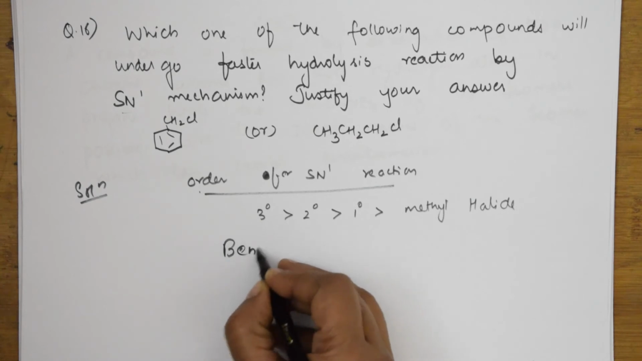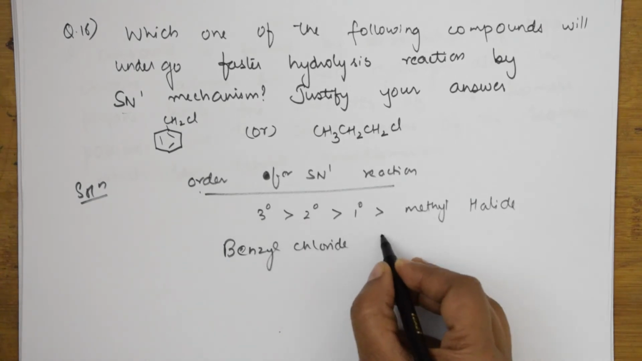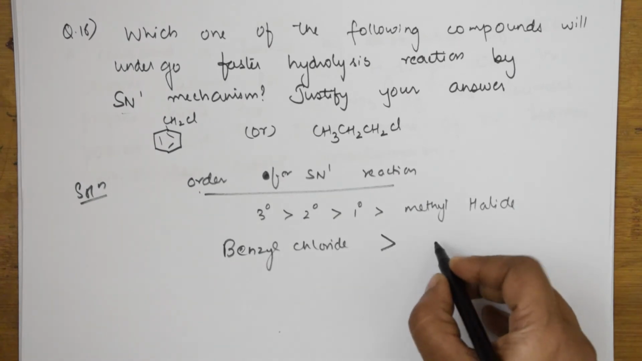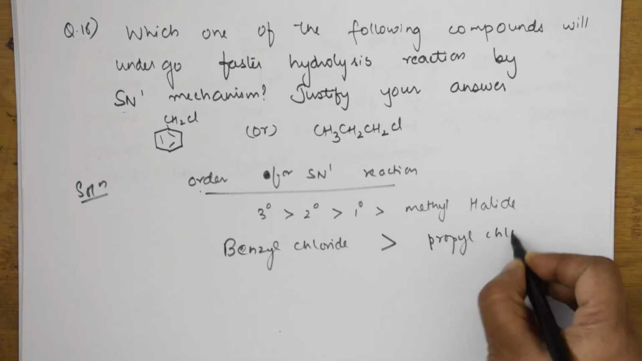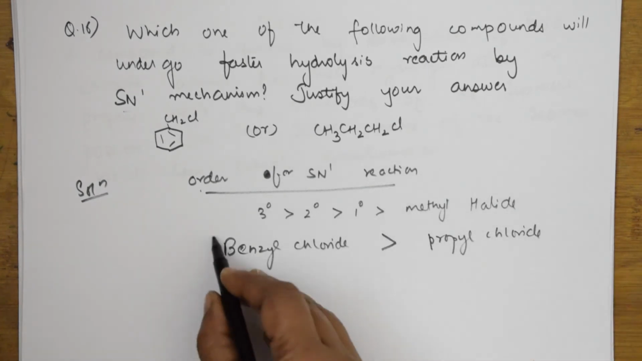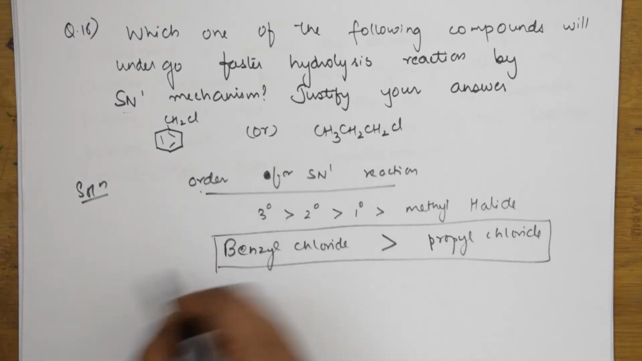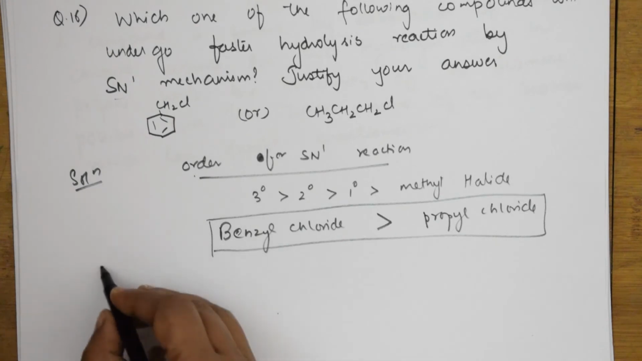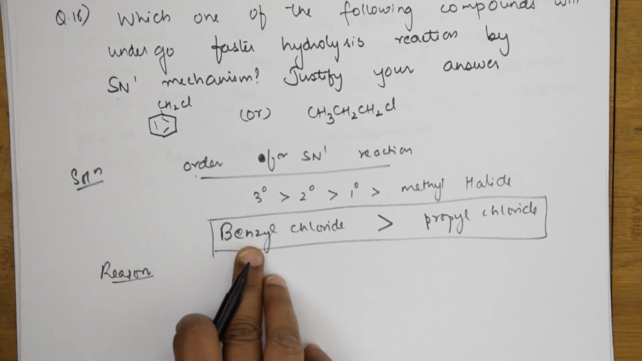If I have to say, benzyl chloride shows greater affinity towards SN1 reaction. We will write propyl chloride. This is a concept. What is the reason? Once you write this, put it in the box. Here directly you will be getting the mark. But what is the reason? Let's write the reason. The important thing is this benzyl chloride.